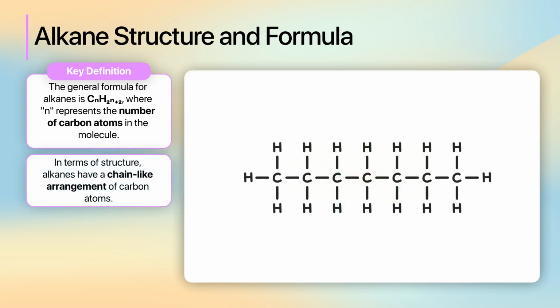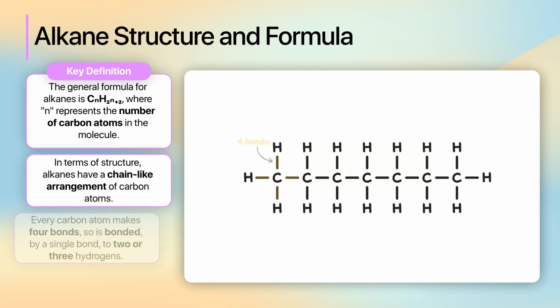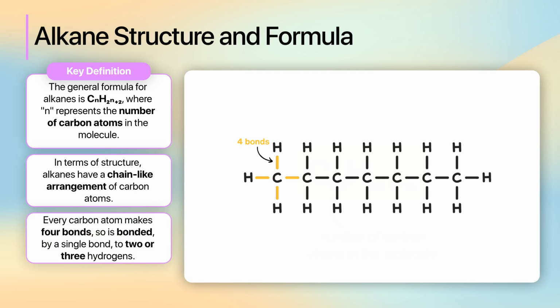In terms of structure, alkanes have a chain-like arrangement of carbon atoms. Each carbon atom forms 4 bonds in total. In an alkane, each carbon atom bonds to other carbon atoms and hydrogen atoms through single bonds. This means every carbon atom is either bonded to 2 hydrogens, if it's in the middle of the chain, or 3 hydrogens, if it's at the end of the chain.